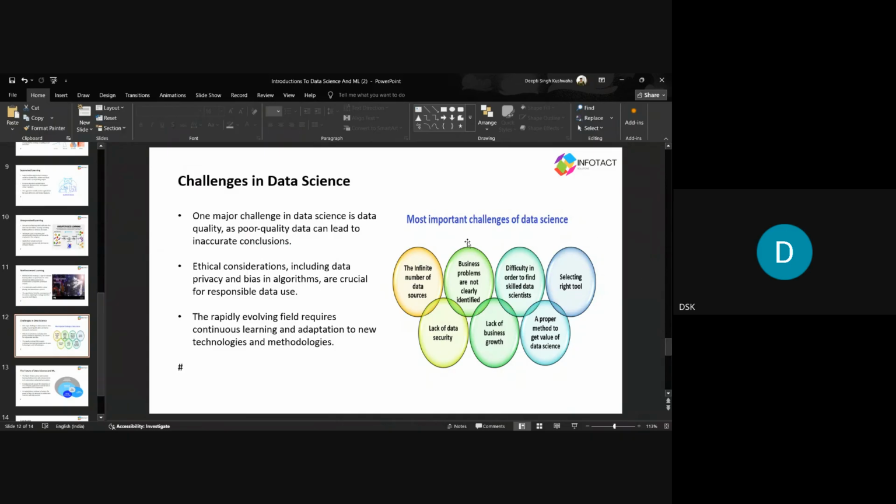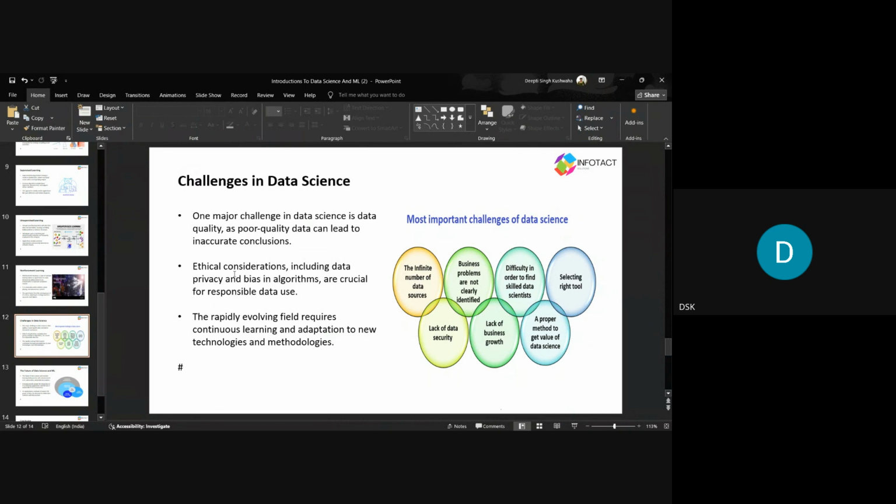And as you can see, the most important challenges of data science include the infinite number of data sources, because business problems are not clearly identified. That is also a major challenge, because if the problems are not clearly identified, then we don't know how to proceed, right? So you don't have an aim over here. Also difficulty in finding skilled data scientists, selecting the right tool, lack of data security, as I've said, the ethical considerations, lack of business growth, and a proper method to get value out of data science. That is very much essential over here.